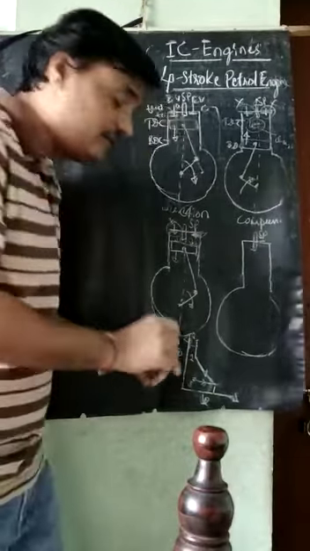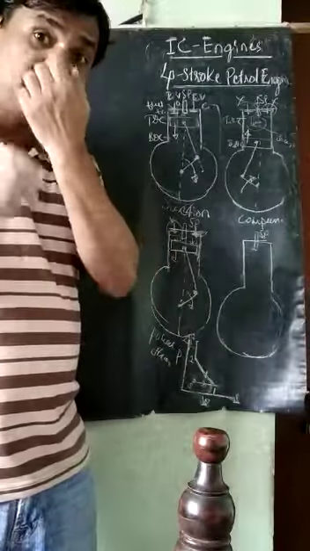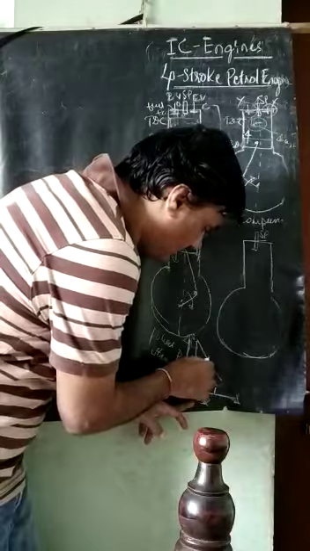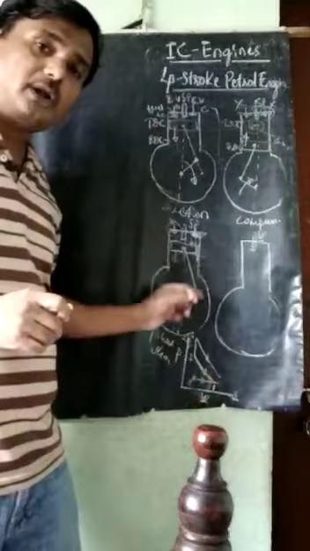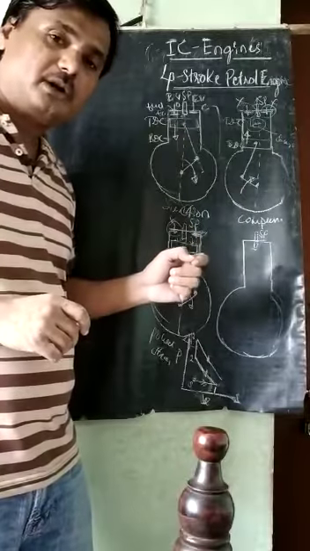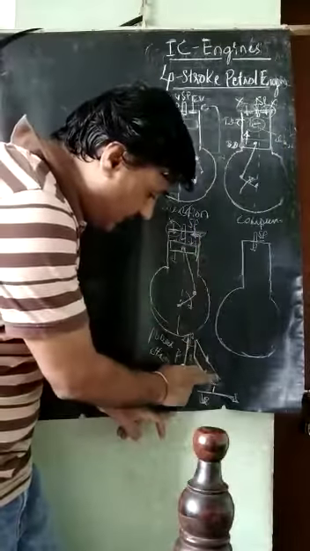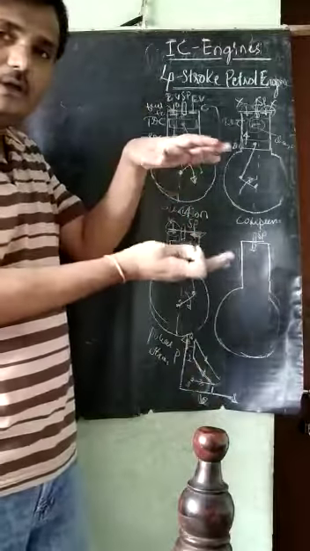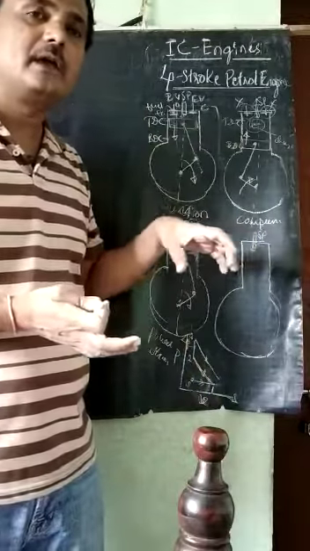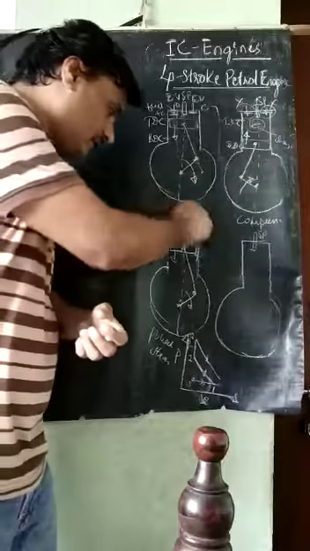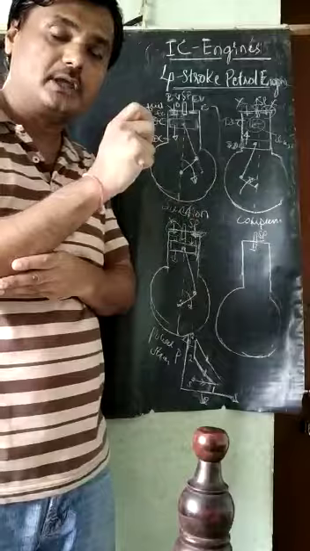It is also called the expansion stroke. In this expansion stroke, what is happening? When the piston is moving from top dead center to bottom dead center, its pressure is decreasing and volume is increasing. When the piston is moving down, its volume increases and pressure decreases. So therefore, this is called the power stroke.